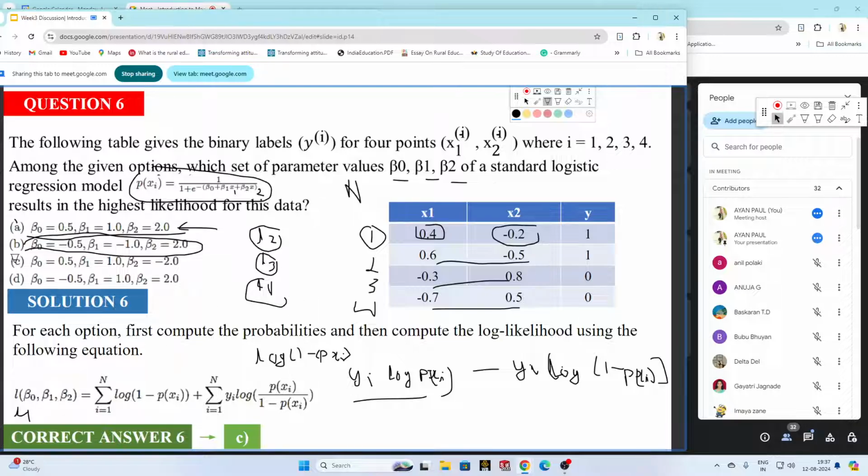So that is why this beta set of values will be optimum. So option C will be correct. Is this clear to all of you, how to solve the question? Can you repeat, sir? Yeah, please. Yeah, I will repeat.